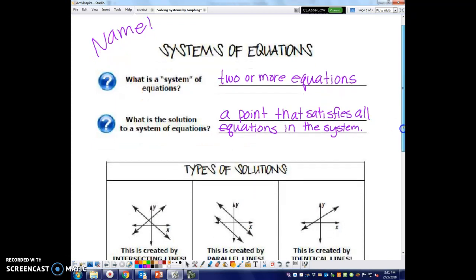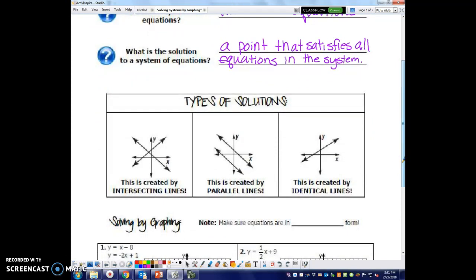So now let's look at types of solutions. We just kind of went over this in the vocabulary. Different types. Right here, where they intersect one time, that is one solution. Okay? Right here, they never ever touch, so this would be no solution. Okay? And this one, it's one line, but it's actually one line right on top of the other, so this would be infinite solutions. Okay?